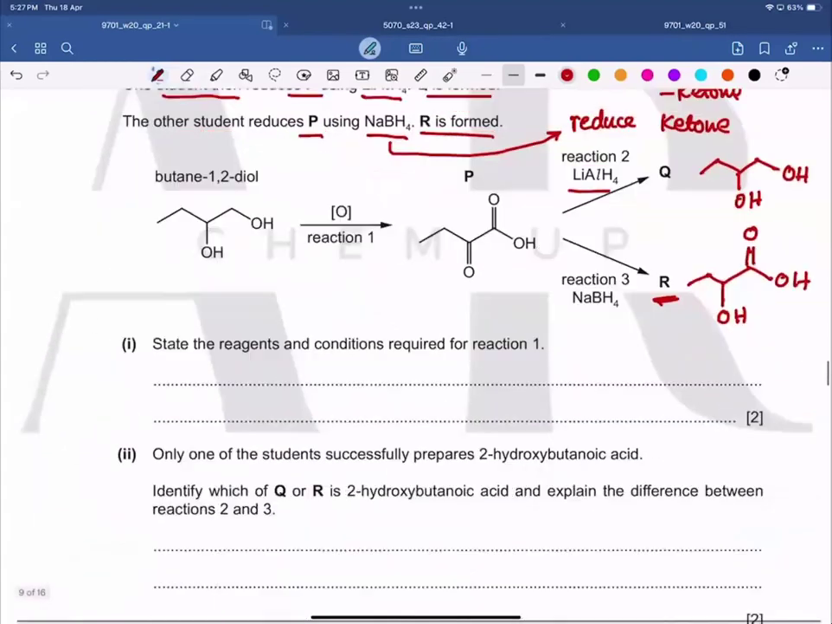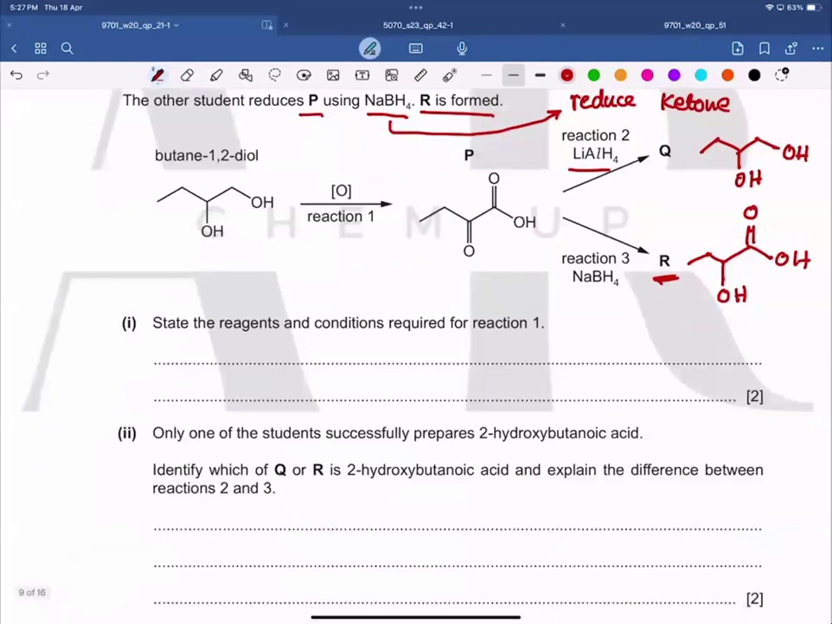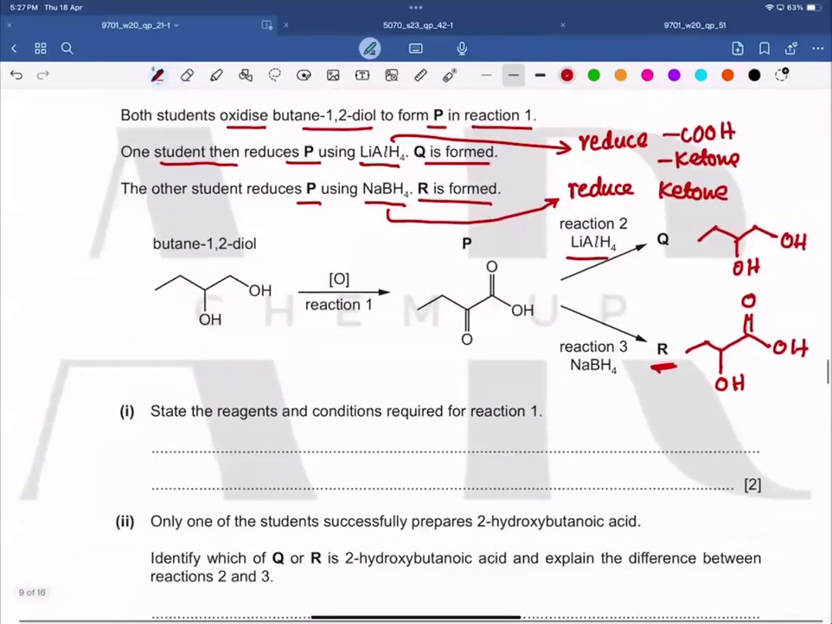Okay. Now, what they have been asked: state the reagents and conditions required for reaction 1. So if you see in reaction 1, an alcohol is turning into a ketone and a carboxylic acid. So it means it's an oxidation. So we can use potassium dichromate or we can use potassium manganate.